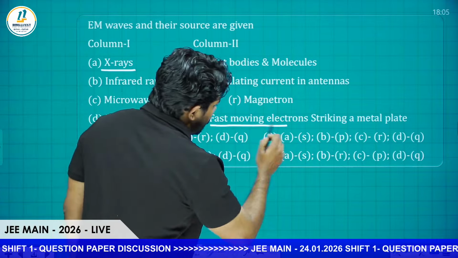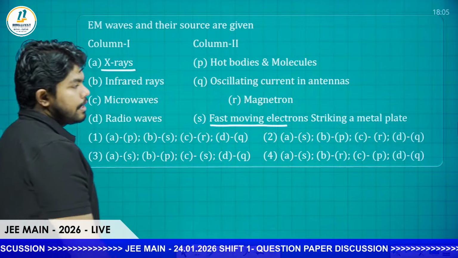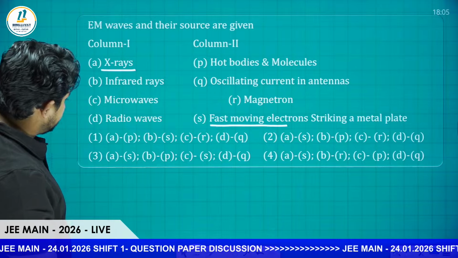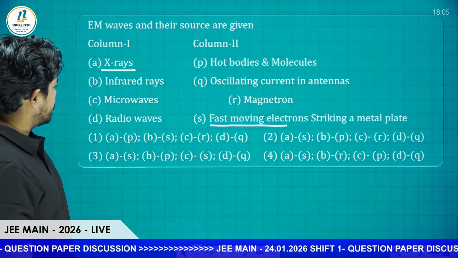We know that X-rays are high energy radiation. They are formed by fast moving electrons striking a metal plate, we can say. So A is connected to S. There are 3 options like that.